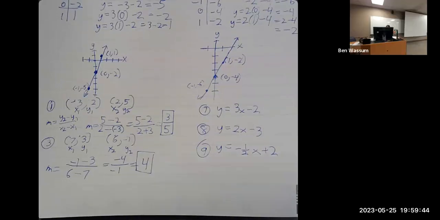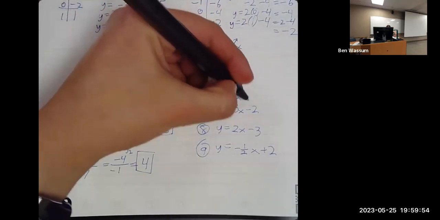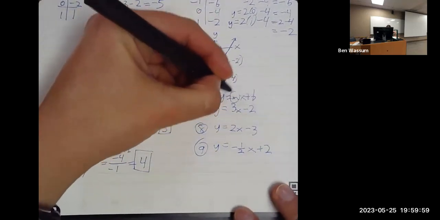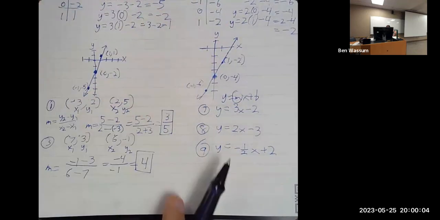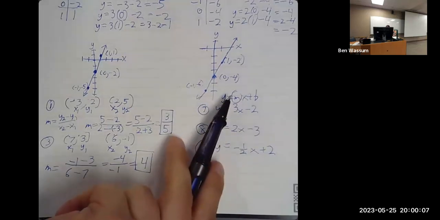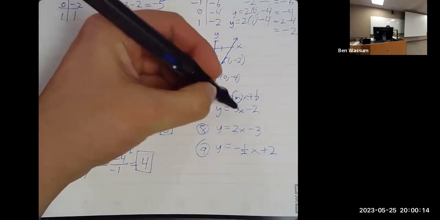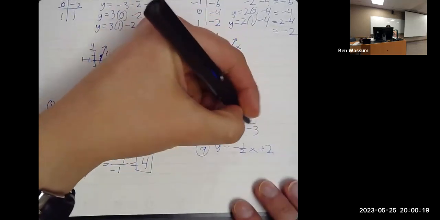All right. So now we have 7, 8, and 9. And like I said, these ones are quick because we have the formula. These are all in the form y equals mx plus b, where m is our slope. So for all of these problems, as long as they're set y equals, whatever is attached to the x is our slope. So for number 7, the thing on the x is 3. So that's our slope. That's it.